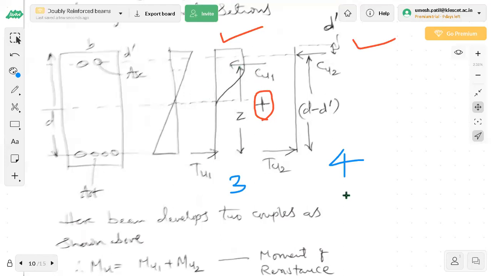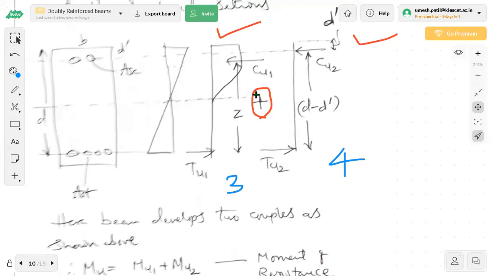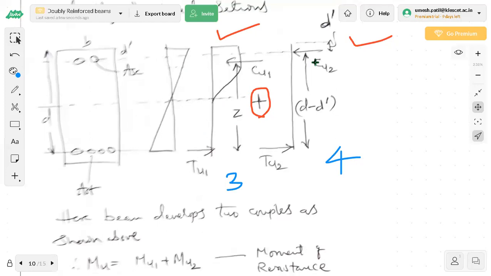It means a couple is formed due to singly reinforced beam action here. Then the second couple is formed due to the extra steel. Whatever steel is there in the compression zone, it will produce a force, stress into area. If stress in the compression steel is FSC and area of these two rods is ASC, 2 into pi by 4 into d square is ASC. So FSC into ASC is CU2.